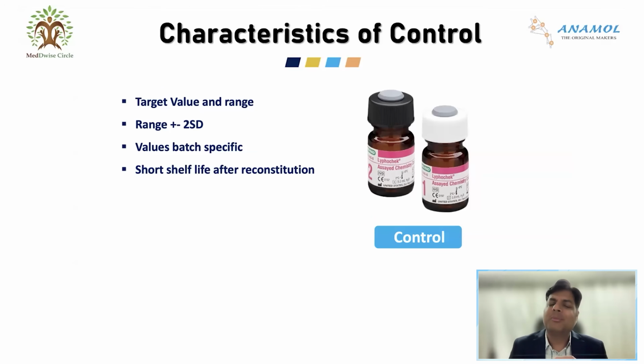Same thing is also applicable for calibrator. The value of the analyte in the calibrator is specific to that particular lot only, and the shelf life of the calibrator is reduced when the calibrator is converted from lyophilized into liquid form. The only difference is that in calibrator the value is a constant value and in control it is a range. That's the only difference.